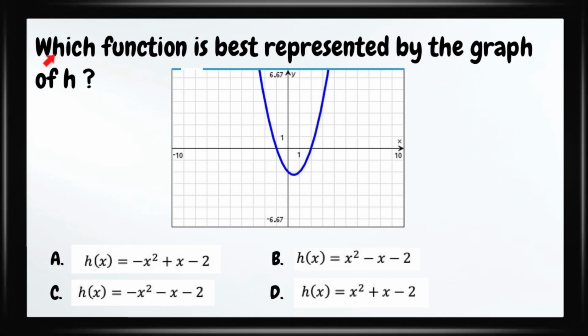So here we have our question. Which function is best represented by the graph of h? This is the graph that we're talking about, which is a quadratic function. What they are asking is which one of these equations will actually describe this quadratic function. As we said before, we are going to start by focusing on the zeros. This zero, or x-intercept, also called roots, zeros, or solutions, and this one right here.